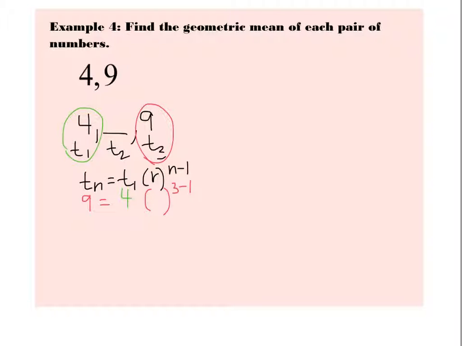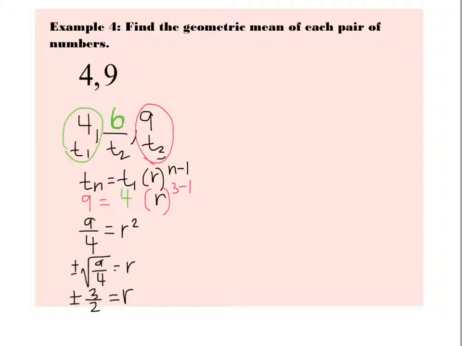With all of that, we can solve for our R. So we would get 9/4 equals r squared. Take the square root and we'll get plus or minus the square root of 9/4, or plus or minus 3/2 equals r. And then if we multiply by 3/2, 4 times 3/2 will give us this middle term of 6.